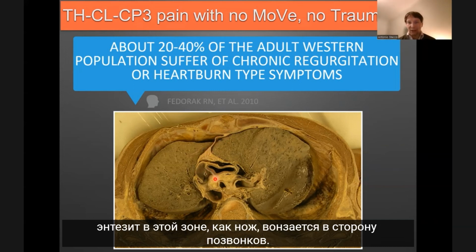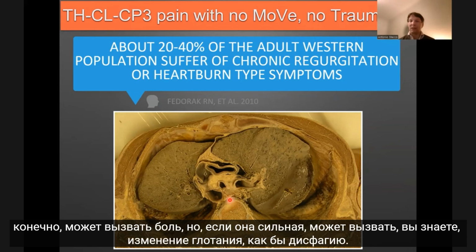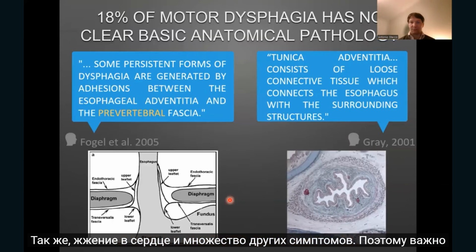Or you can feel the tension like a knife going down in front of the vertebra. The knife means too much tension in the enthesis of the mediastinum in the posterior part. So this, of course, can generate pain, but if it's severe, it can generate alteration of the deglutition, swelling, like a dysphagia, okay, heartburn, a lot of other symptoms.